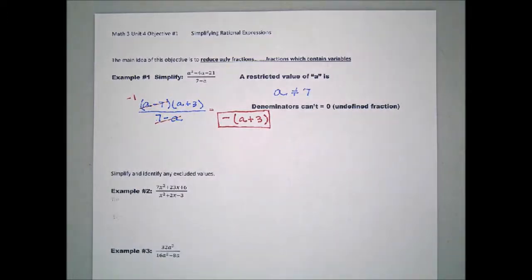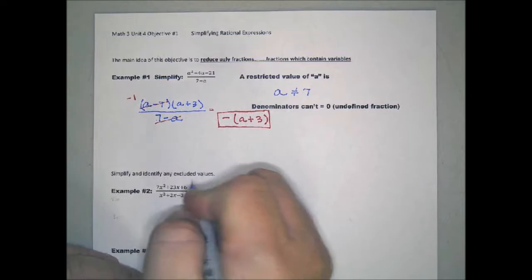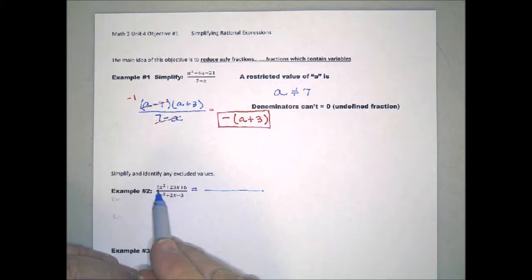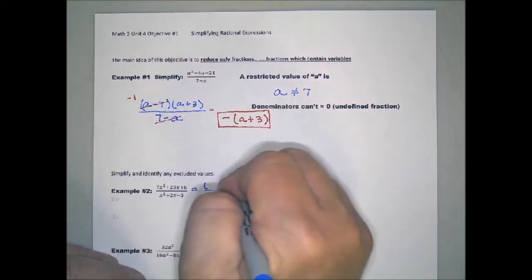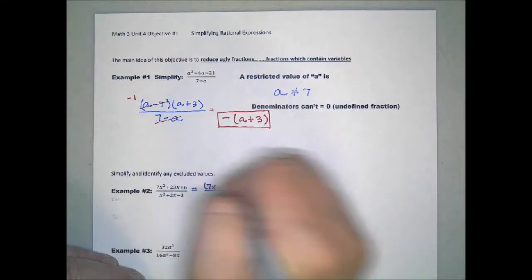Now the next one. Simplify and identify any excluded values. Now on this one, notice both the numerator and the denominator need to be factored. So before we can figure out what value or values of x would cause a 0 on the denominator, we need to factor. Now the numerator is a factor by guess and check. 7x squared, there's only one way of getting that, and that would be to make one of them 7x and the other one x.